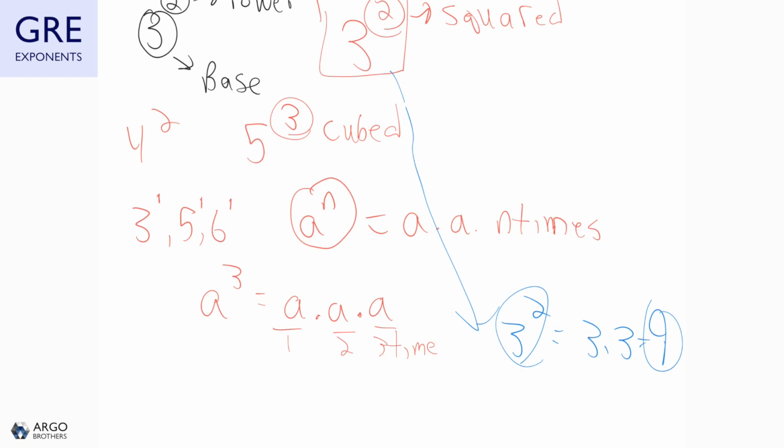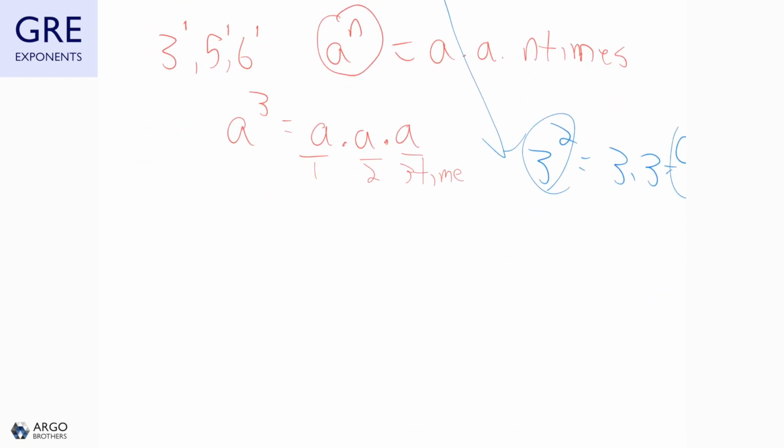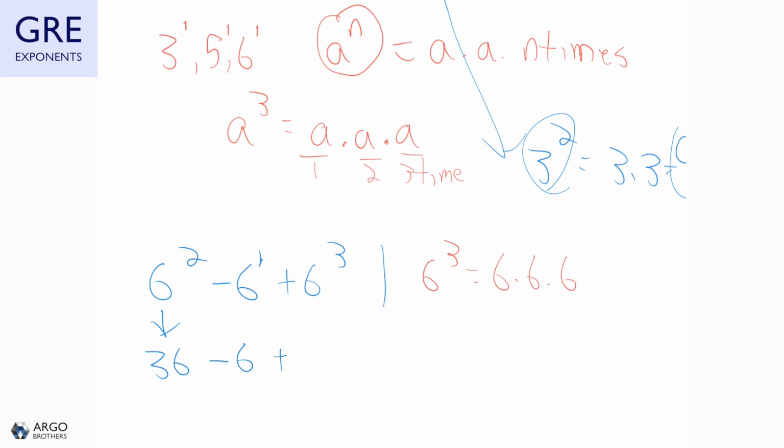Once you understand this, you can do many more problems. Let's take a look at this expression: 6 squared minus 6 plus 6 cubed. So we have 6 squared. 6 squared is 6 times 6, or 36, minus 6, well, 6 to the first is just 6, plus what's 6 cubed? Well, let's take an aside here and find out what 6 cubed is. So 6 times 6 times 6. 6 times 6 is 36, times another 6. What is 36 times 6? So that would be 216.